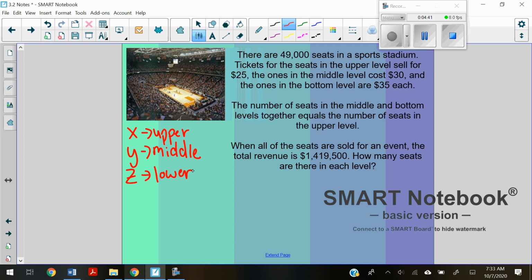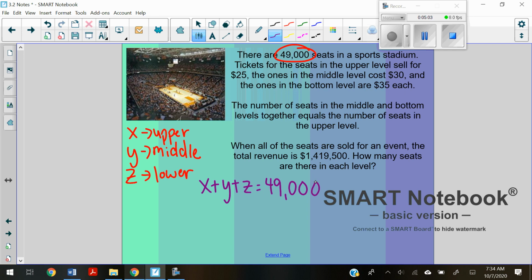All right, so we tackle each sentence one by one. So there are 49,000 seats in the stadium. So what that's going to give me is x plus y plus z equals 49,000. The upper plus the middle plus the lower is 49,000 total.